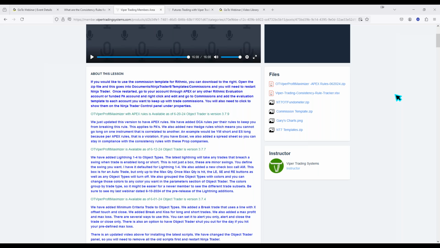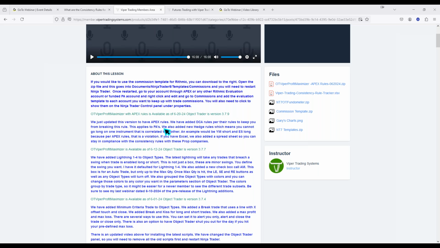Now these performance accounts do have some rules in them. And some of these vendors are actually pretty stickler on their rules and some are a little bit more lax. But if you break a rule, you won't get paid. So it just really boils down to you don't want to break those rules. So what we've done in this particular version, we just updated this version to have Apex rules. We have added DCA rules, which is actually your dollar cost averaging. Okay, and this will keep you from breaking this particular rule. And I'm going to go over exactly what that rule is.